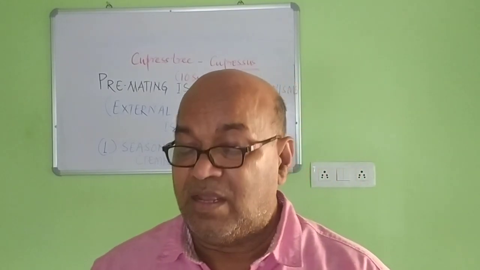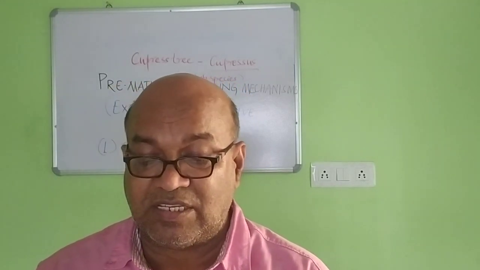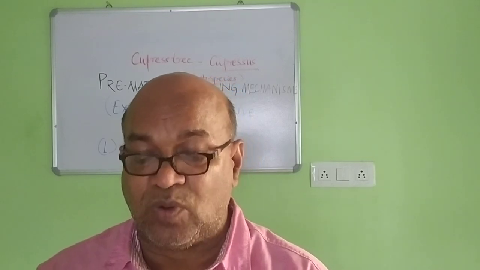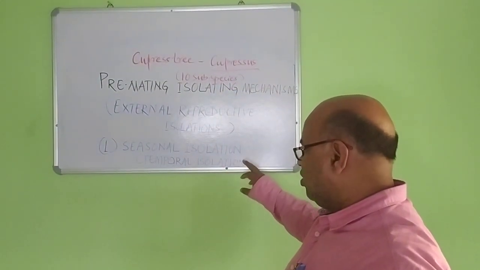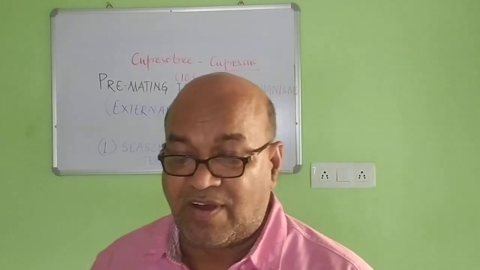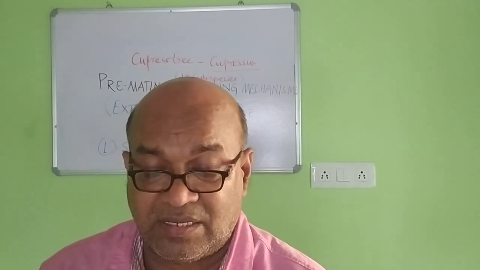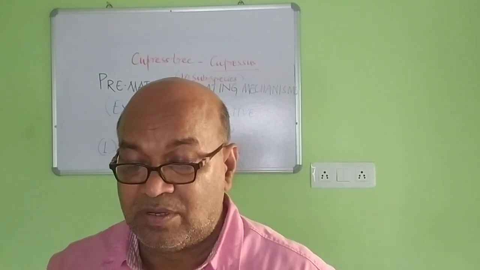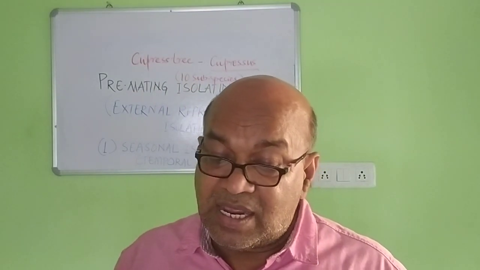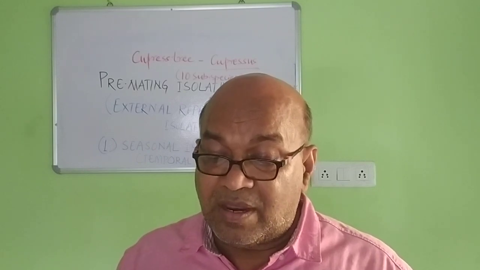Under it, you find several types, and the first one is called seasonal isolation, otherwise called temporal isolation. First of all, I shall explain them in detail. The difference in the breeding season keeps the groups separate, making interbreeding impossible. It is common among plants.